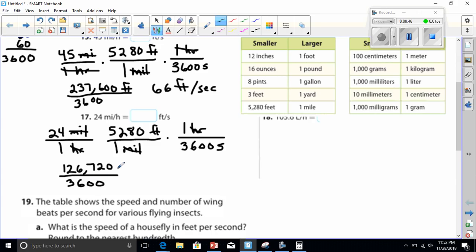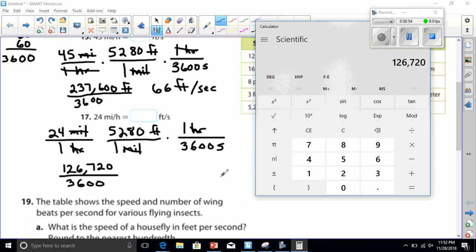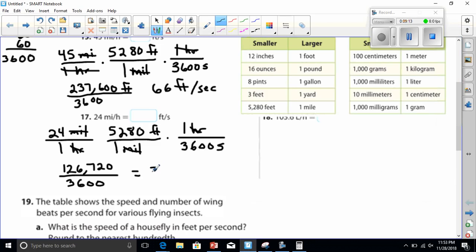Well, remember, every fraction is a division problem, so now we have 126,720 divided by 3,600. So let's go ahead and put that in our calculator. 126,720, and we're going to divide that by 3,600. And that gives us 35.2.